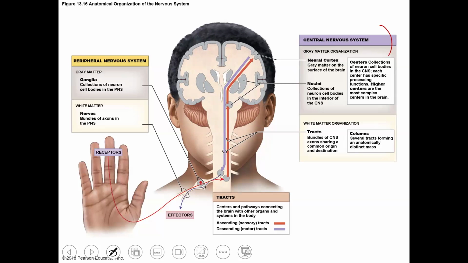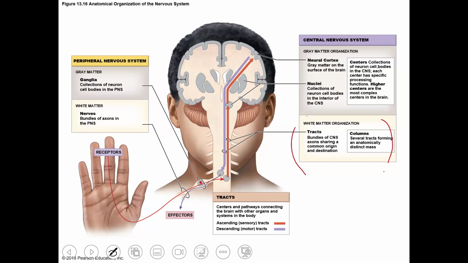For central nervous system gray matter organization, we see the neural cortex, the outer layer. Cortex is the outer layer, gray matter on the surface of the brain. And then the nuclei are these little gray spots throughout here. Those are collections of neuronal cell bodies in the interior of the central nervous system. Then here the centers, collections of neuron cell bodies in the central nervous system. Each center has specific processing functions. Higher centers are the most complex centers in the brain.